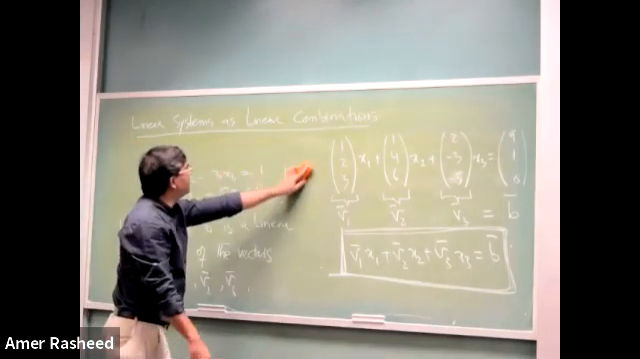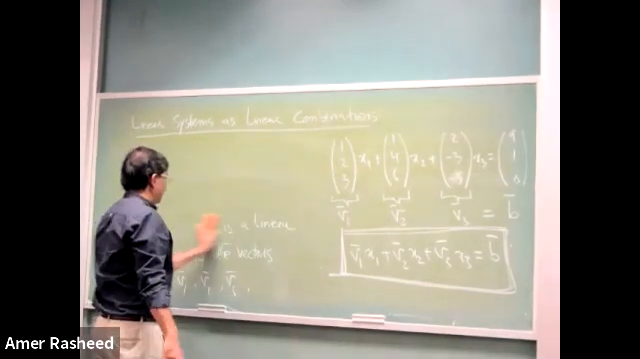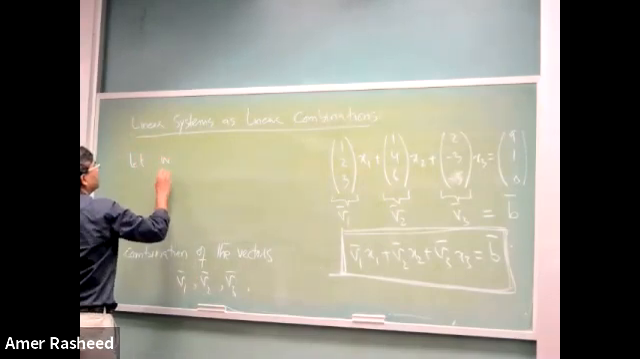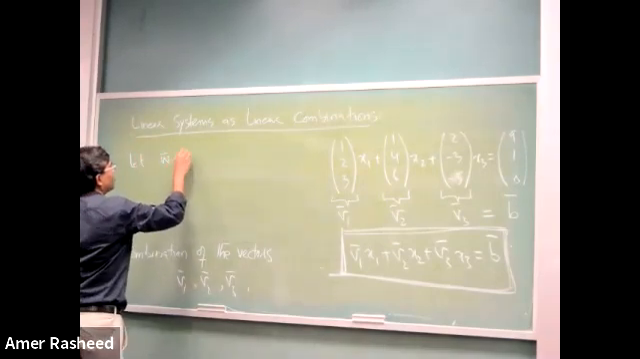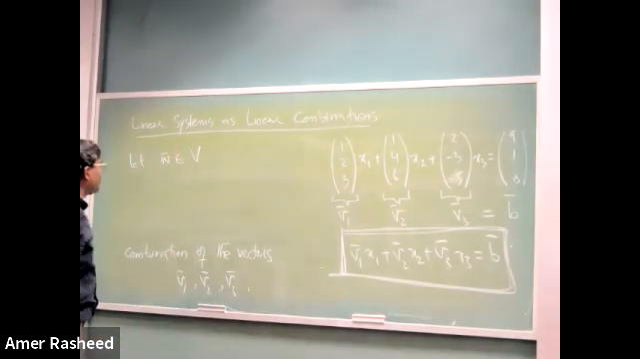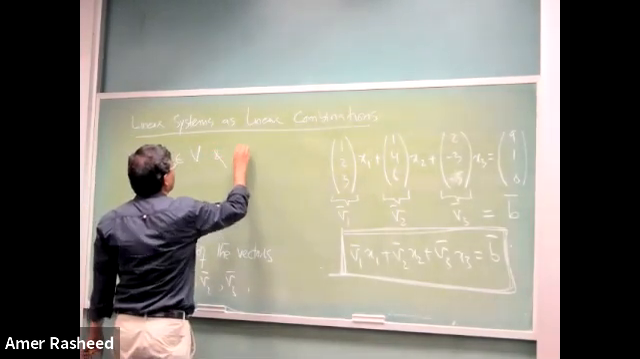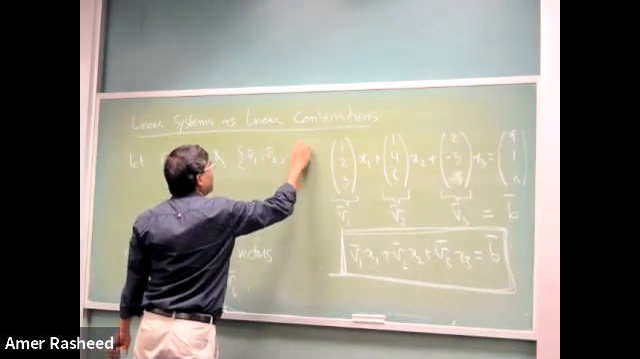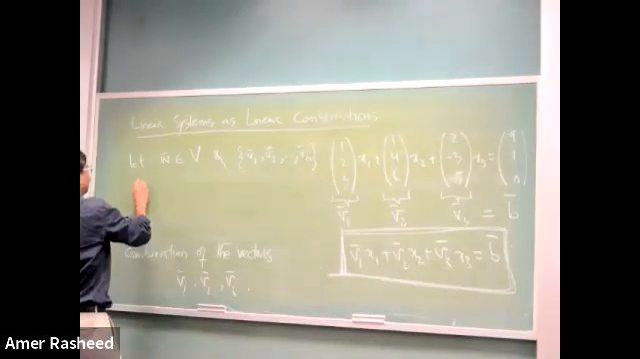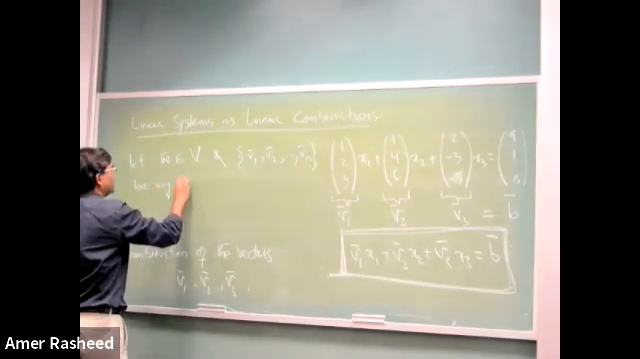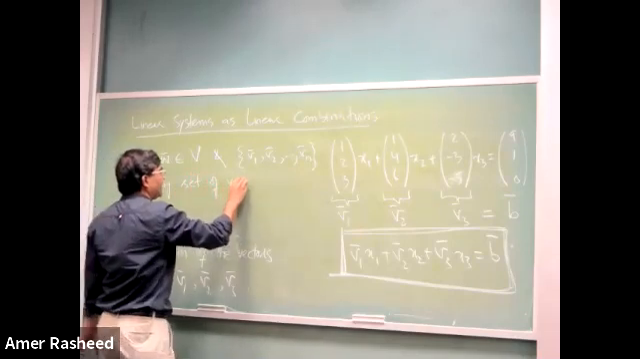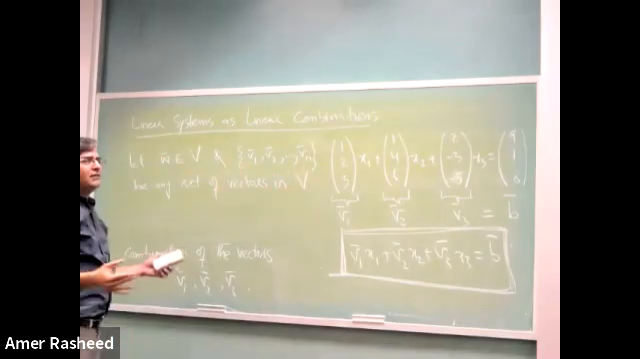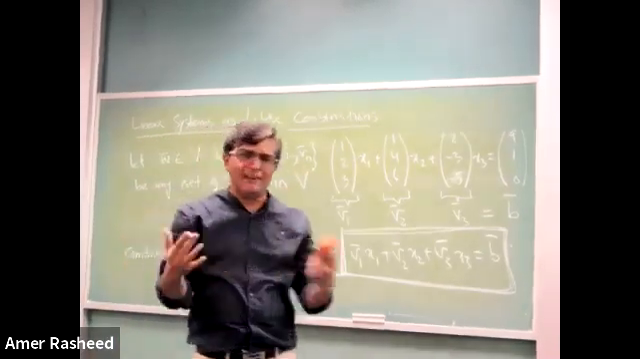Now, I'm going to write the general definition of linear combination. Let W belong to V. V is some vector space. And V1, V2, so on, Vn, be any set of vectors in V. All these vectors basically belong to the same set, V. Okay.